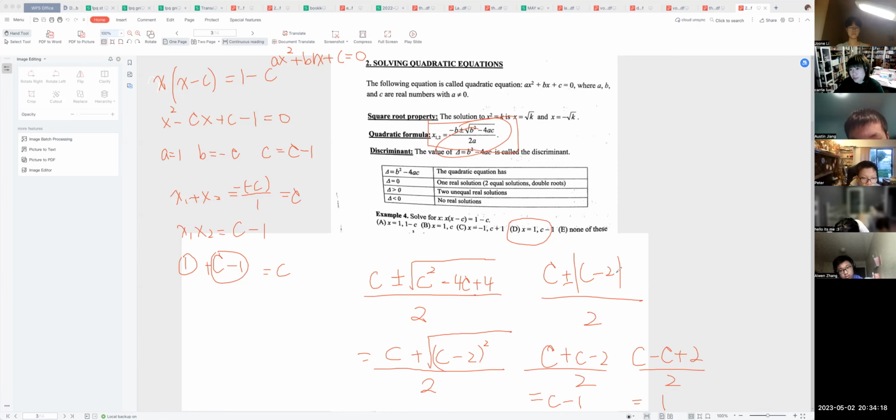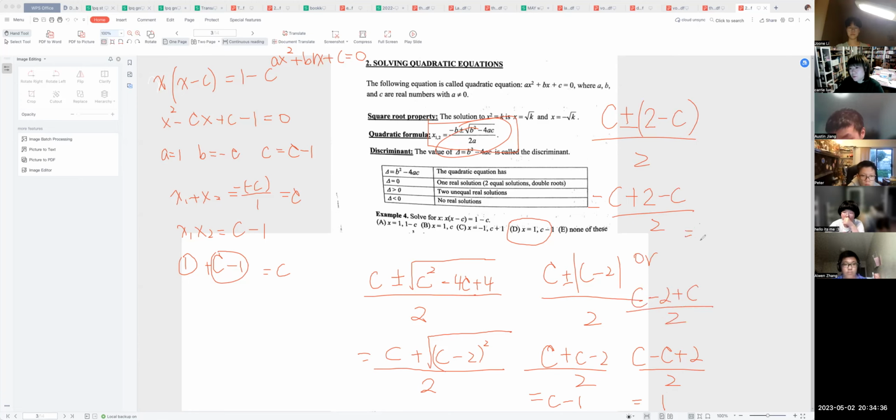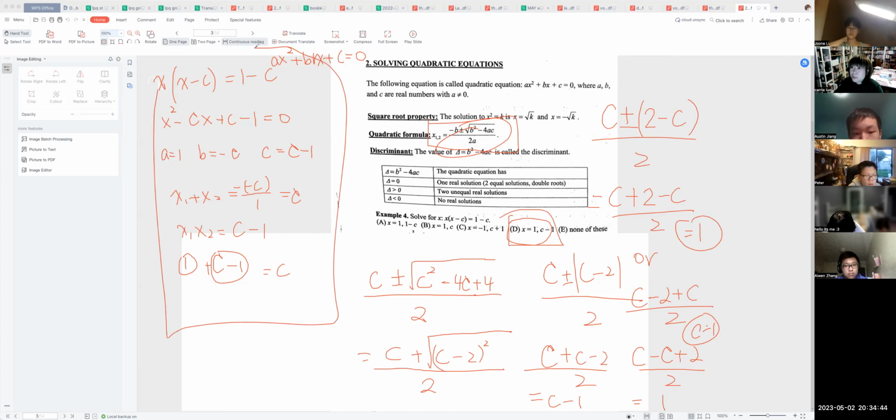If you think c is smaller than 2, it's the same thing. c plus or minus 2 minus c, divided by 2. So it equals c plus 2 minus c over 2, or c minus 2 plus c over 2. So basically the answer is the same: 1 or c minus 1. So that's why the answer is still this one. Isn't this method simpler? Which method did you use? The quadratic formula. But isn't this one faster? We need to be able to use what we've learned. So, Isaac understood?